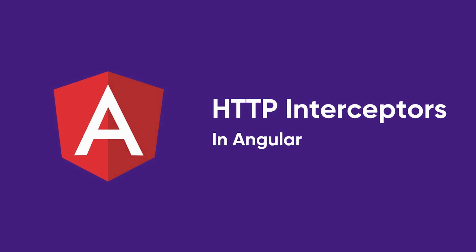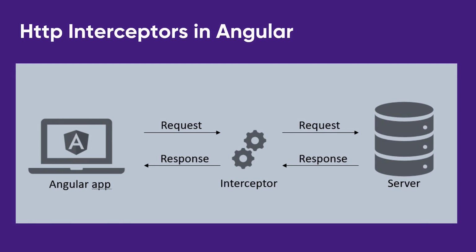Okay, let's get started. If you want to do some work before sending HTTP request or after receiving HTTP response at global level, then we can use HTTP interceptors. Generally, we use HTTP interceptors for appending token in the HTTP request and handle errors of HTTP response. Let's see how we can create it.